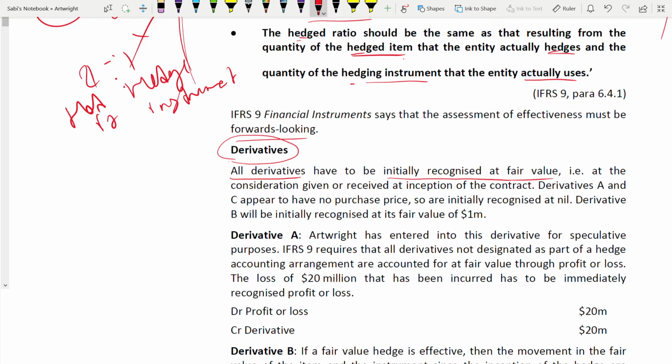So it is the consideration given or received at inception of the contract. Whatever consideration is given or received at the start of the contract, you can take it as the fair value. You recognize a derivative at that amount. So in the case of Derivative A and C, there appears to be no purchase price, so they are initially recognized at nil. See how they are putting it together rather than repeating every time. Derivative A, no purchase price. Derivative C, no purchase price. They are not repeating and wasting time. Together you can write like this and save time, because you need to type also. So don't duplicate. Wherever you can take things together, common things, put them together and write.